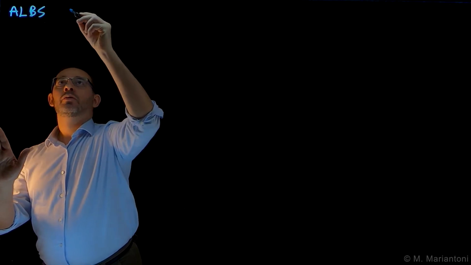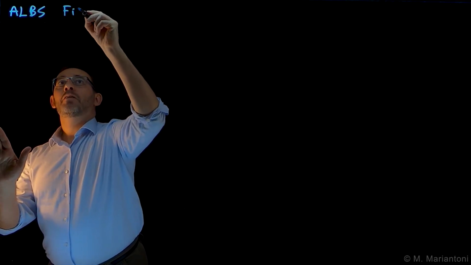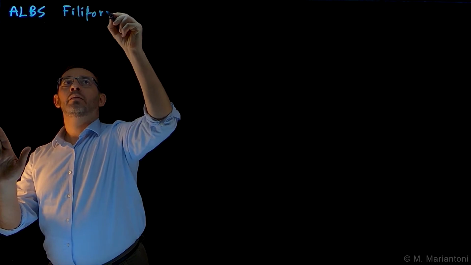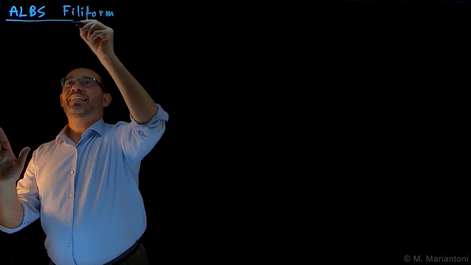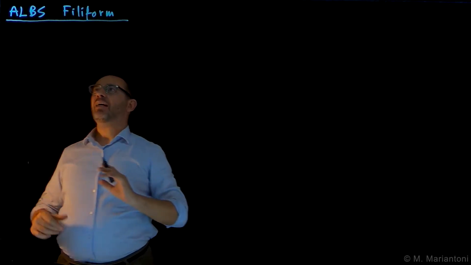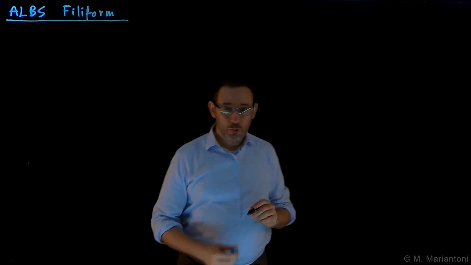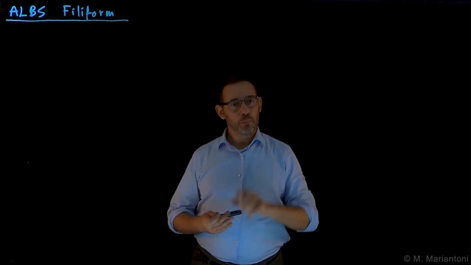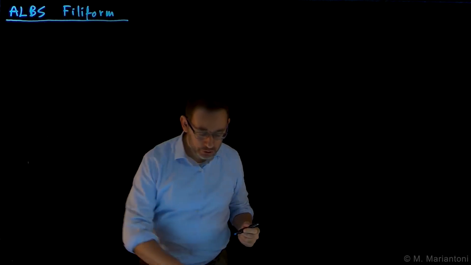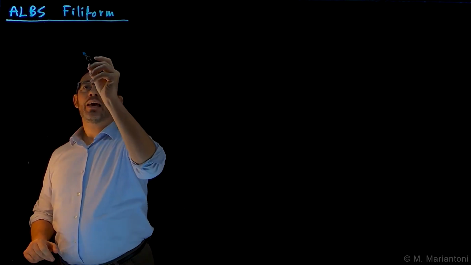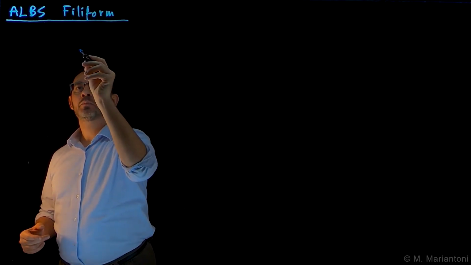The name of this video is ALBS Filiform. That is, we intend to use the Ampere-Laplace-Biot-Savart equation in the case of a filiform, perfectly filiform conductor. So let us consider a conductor capital omega, which is a wire.